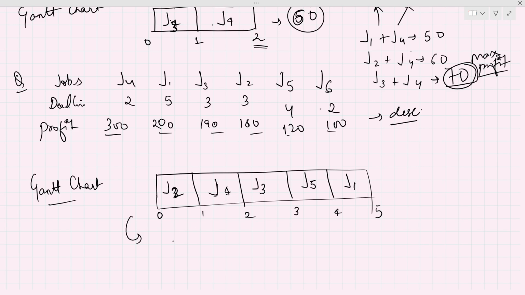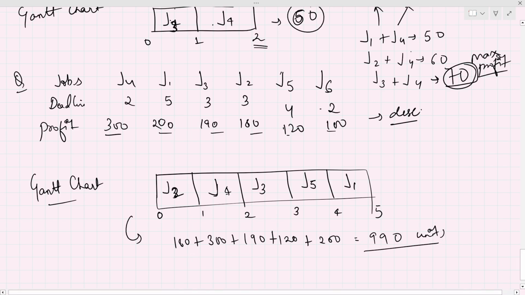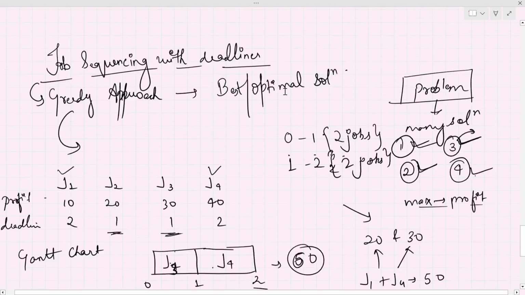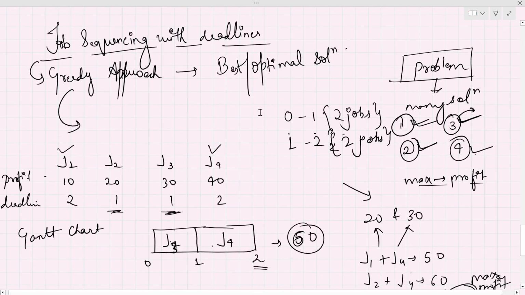Now what's the profit? J2 means 180 plus J4 means 300 plus J3 means 190, J5 means 120, and J1 means 200. So the total sum will be 990. So I hope it is clear to you how we solve these questions. So 990 units is the correct answer. I hope it is understandable, and I hope it is clear to you what job sequencing with deadline using the greedy approach is.